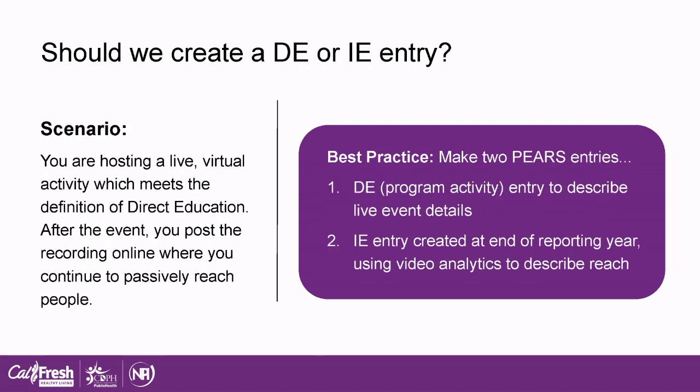All right, now let's take a look at a couple of scenarios to determine whether they warrant a DE or IE entry. In this scenario, you're hosting a live virtual activity which meets the definition of direct education. After the event, you post the recording online where you continue to passively reach people. So the best practice in this case is going to be to make two PEARS entries. You'll make one program activity entry to describe the details of your live event, and you'll make another indirect education entry for the recording you post online.